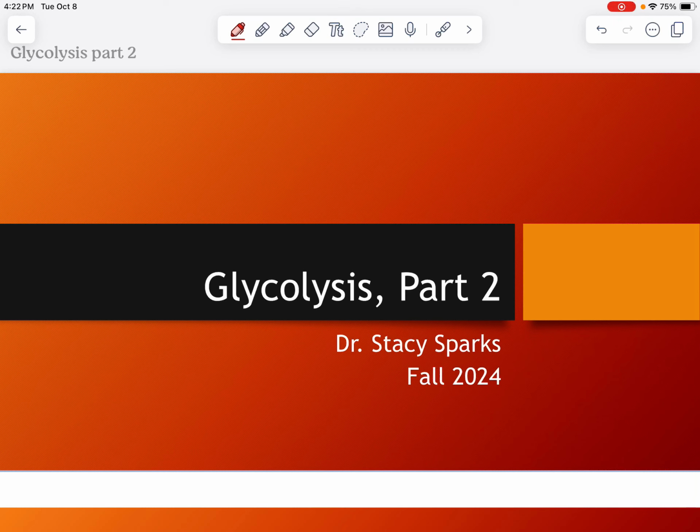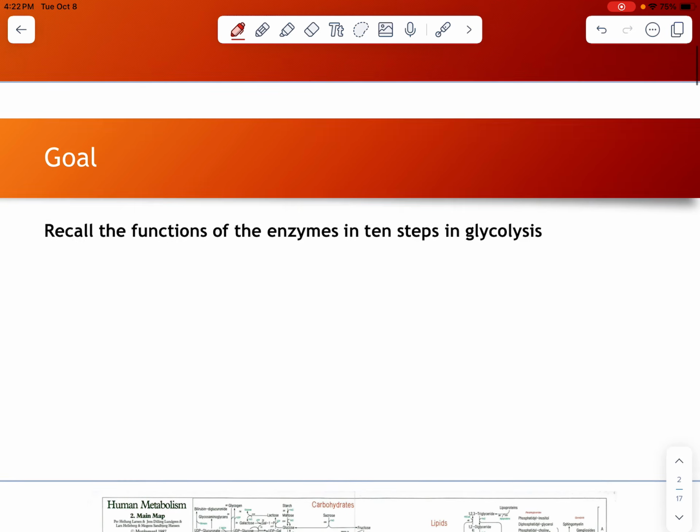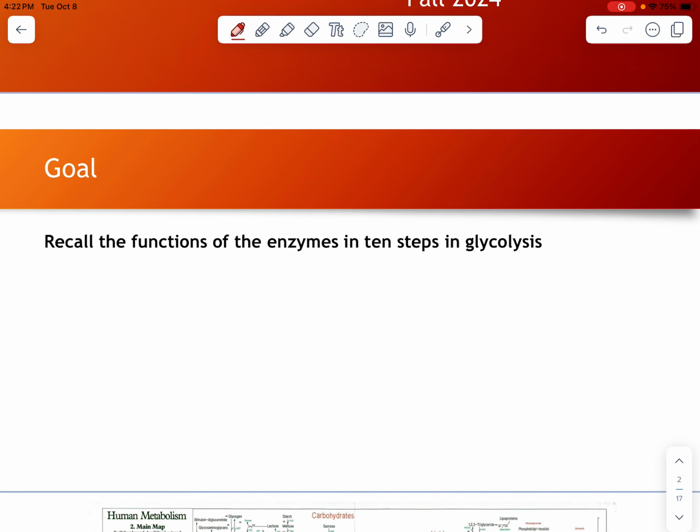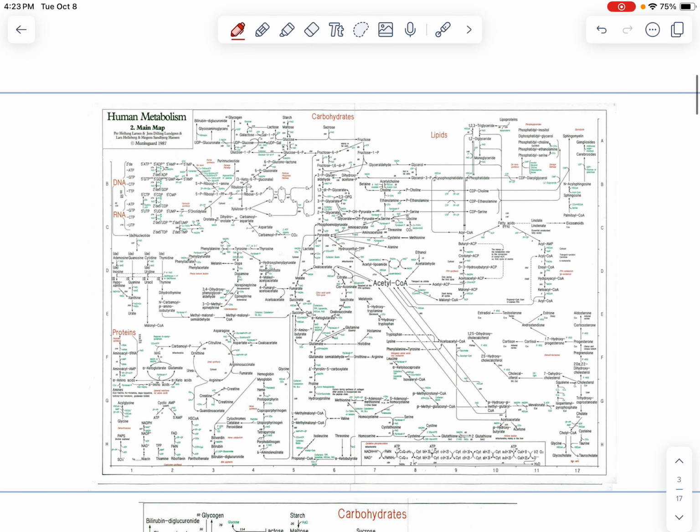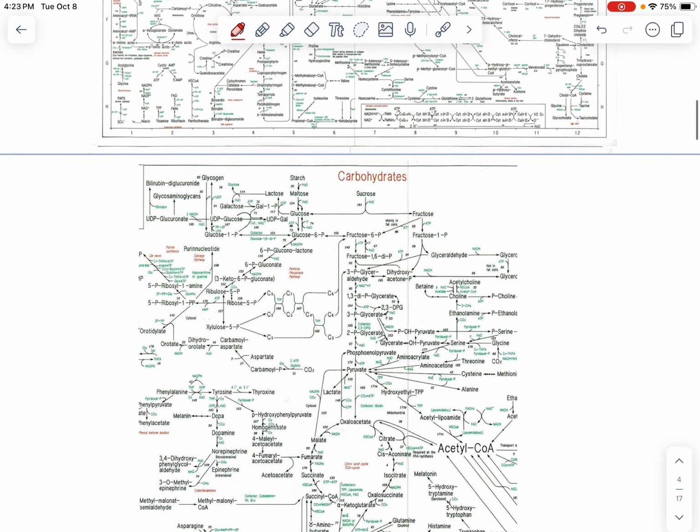Welcome back for the second of our four-part series on glycolysis. In this one, we are going to look at each of the 10 steps in glycolysis. Last time we looked at an overview, and so now we're going to look at each of those reactions. So as a reminder, glycolysis is a small piece of our metabolism, but a very important one.